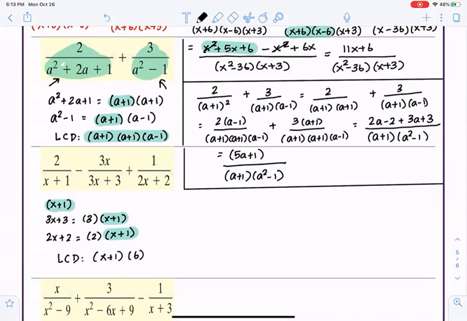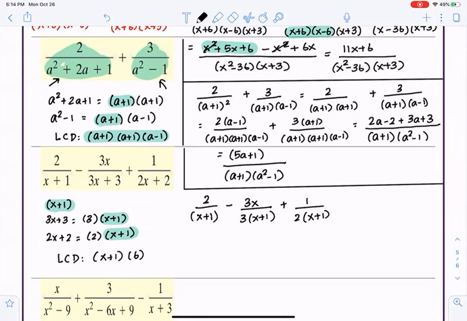So if we go back and rewrite each expression, I could write the first rational expression as 2 over x plus 1. The next one, 3x divided by 3 times x plus 1. I'm pulling the 3 out. The last one, 1 over 2 times x plus 1. Some would like to cancel the 3's right away in the middle rational expression. That is fine, but we don't have to do that. We can simplify it at the very end.